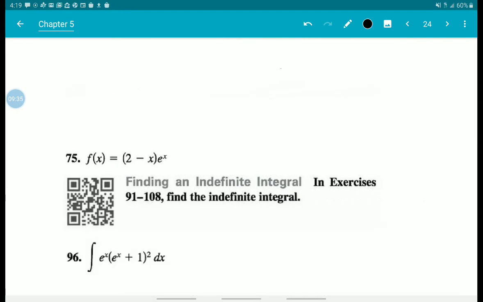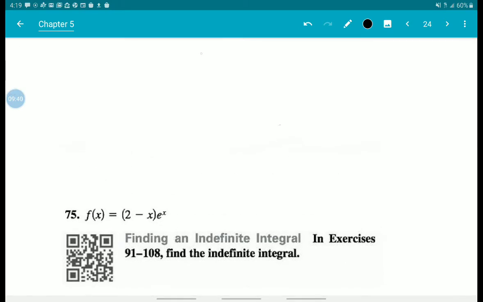Let's do another one. Let's look at 75. So if we want to find the derivative for this one, I would want to rewrite this first, distributing that e to the x. Oh, let's not do that. Let's leave it as 2 minus x times e to the x. We could distribute. There's lots of ways to go about this.